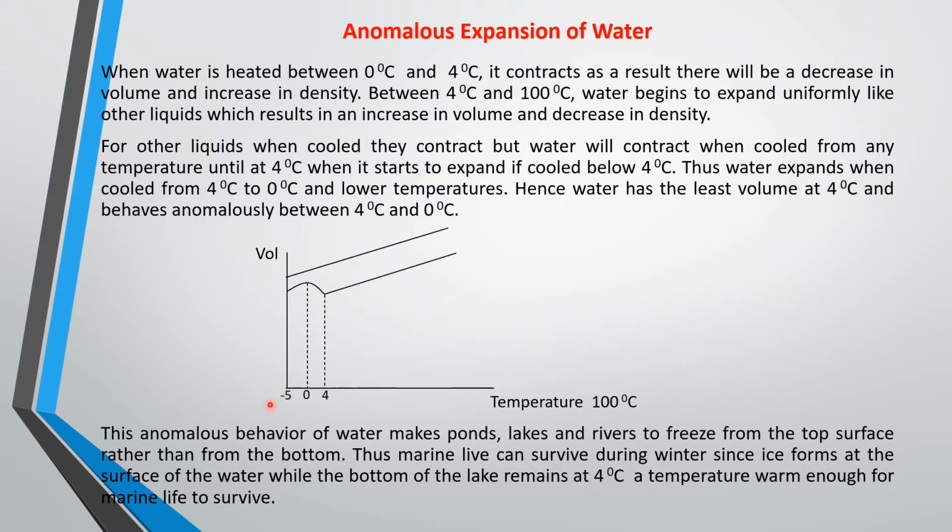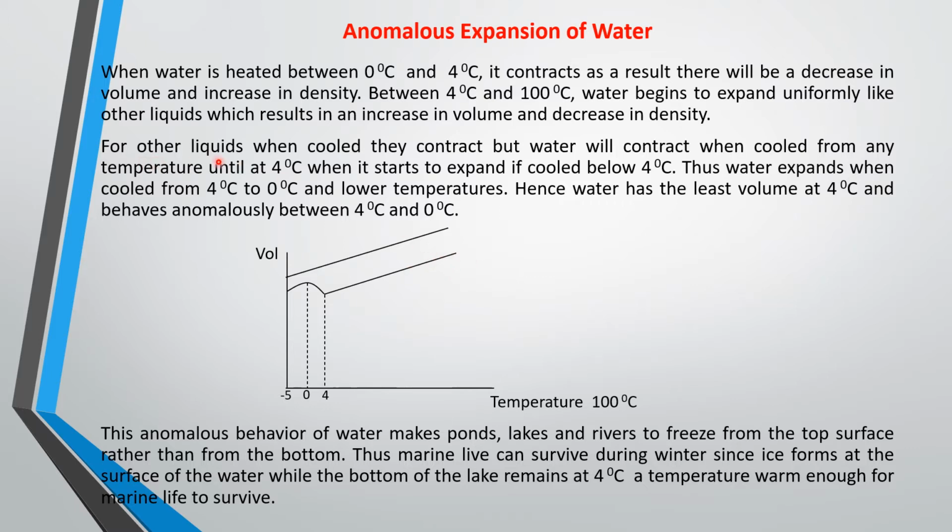So assuming water at -5 degrees is an ice block. As we are heating it, it will begin to expand. But when it gets to 0 degrees and starts to melt, it will contract. It will contract between 0 degrees and 4 degrees. Then from 4 degrees centigrade, it will start to expand.